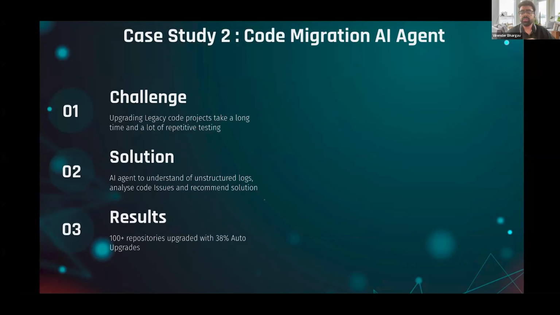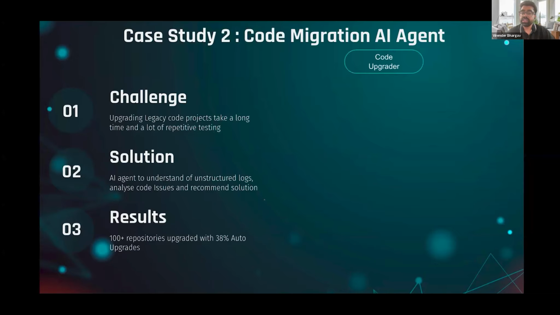The results: we were able to migrate 100 plus repositories with 38% of auto upgrades. What that means is that in these migrations, 38% was driven by the AI agent, but the rest of the 70% was still the deterministic flow for code upgrades.